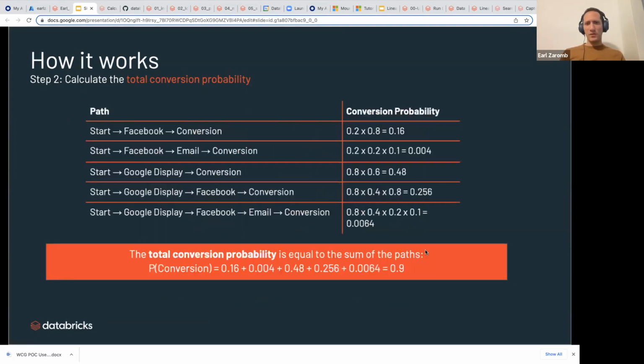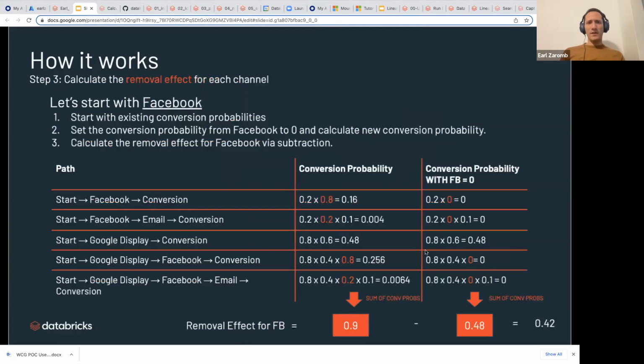And the idea being we would just go through each individual channel. We're also going to look at the overall conversion probability across all channels, so that we can then try to isolate out individual channels as well. So this is the overall conversion probability when we sum up all potential conversion journeys. And then we would look at different removal effects.